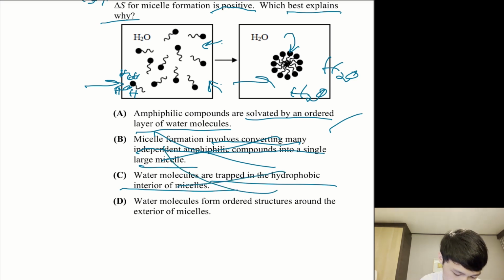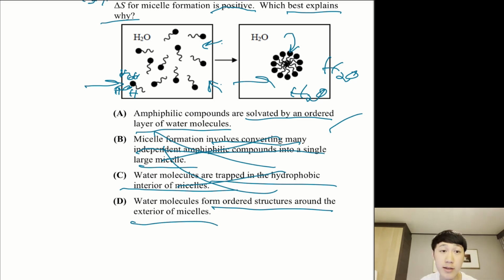So that's wrong. D, water molecules form ordered structures around the exterior of micelles. If we created more water cages around the micelles, that would again decrease delta S because those water molecules have restricted movement and less microstates, so that's wrong. A is correct.